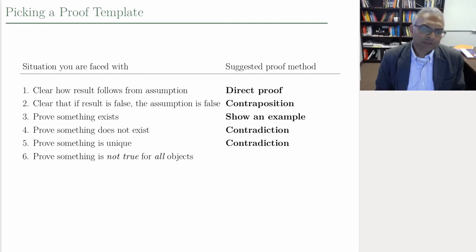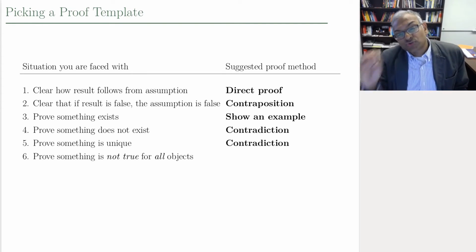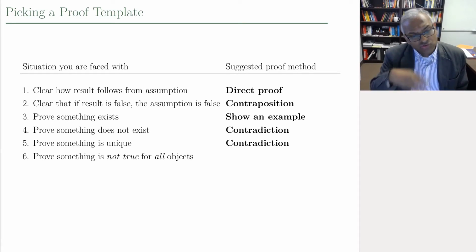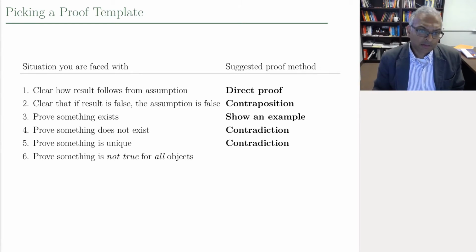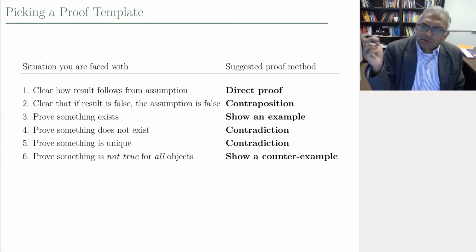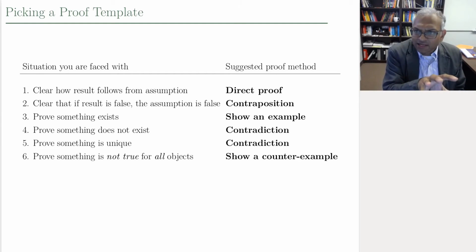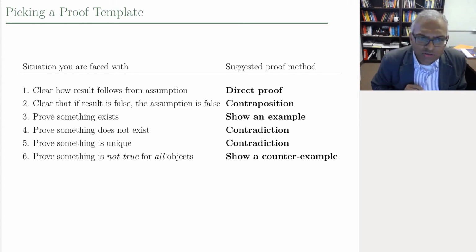You want to prove that something is not true for all objects. So all you have to do is find one object where it's not true. Show a counterexample. Someone makes a claim and you want to show that it's not true for all objects, find a counterexample. Find one example where it's not true.